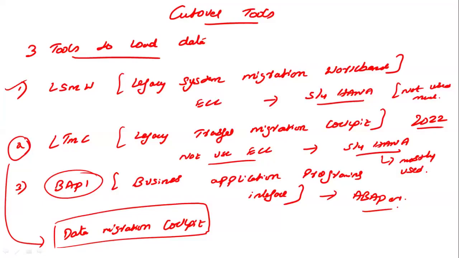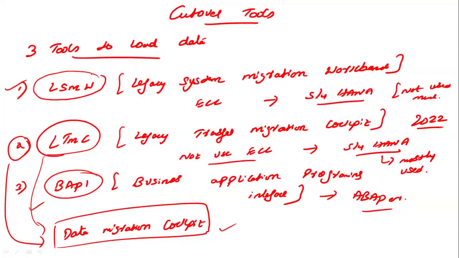and he's going to upload the data. Most of the business will not prefer BAPI to migrate the data. They will prefer the data migration cockpit or the LTMC. Both are same. These both are used. In some critical tasks, if the data is not suitable for LTMC or data migration cockpit, then they will go for the old tool, which is LSMW.